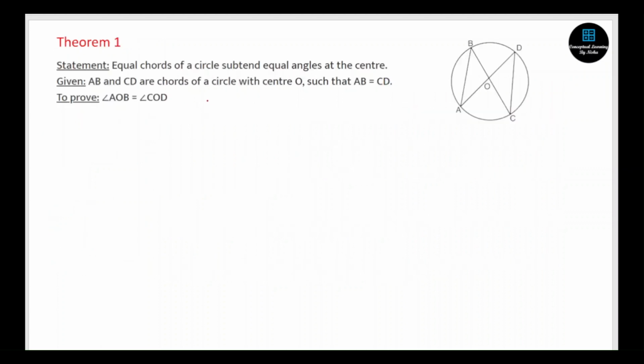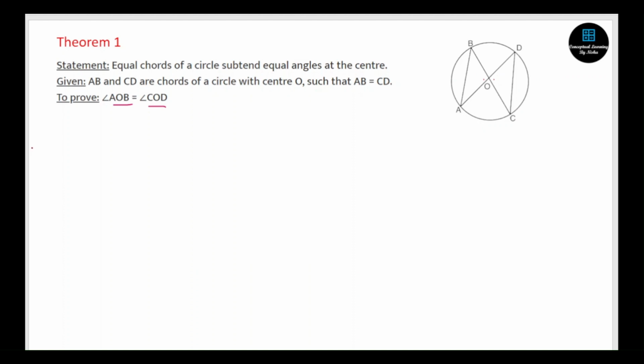So the very first theorem: equal chords of a circle subtend equal angles at the center. Now what does it mean? We are given two equal chords AB and CD, and they are subtending the angles AOB and COD at the center. Here we have to prove that these two angles are equal. We learned the congruency of triangles, so we'll apply that.